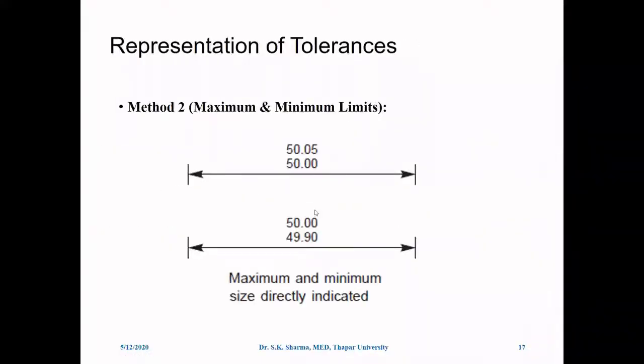And the second method is where we write the upper limit and the lower limit directly by simply adding the tolerance band within the basic size. So that is the second method. We have covered up to this place yesterday. In today's session, we are going to study the third method, which is most commonly used, right?